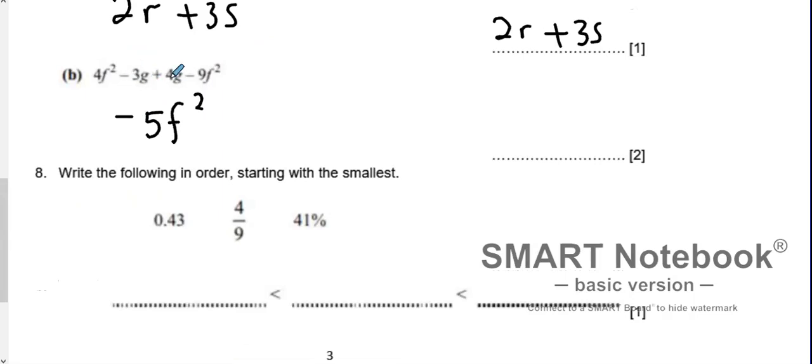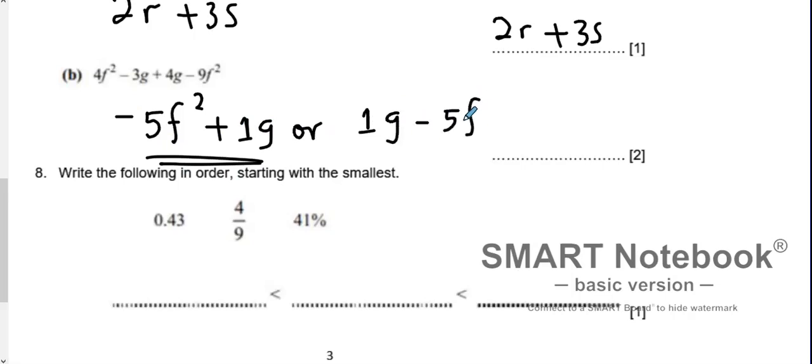And we have negative 3g plus 4g. You have to swap this. 4g minus 3g is 1g. So you can either write the answer like this or swap this. When you swap this, you're going to get 1g minus 5f squared. Or you can ignore this 1g and write g minus 5f squared. You can write like that.